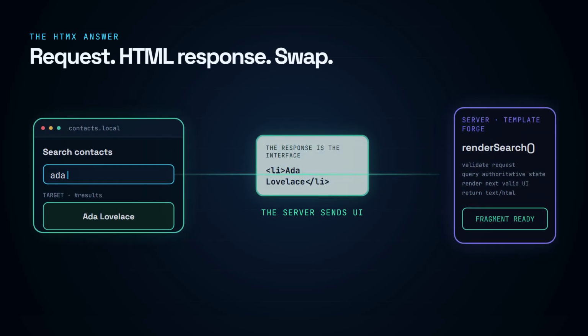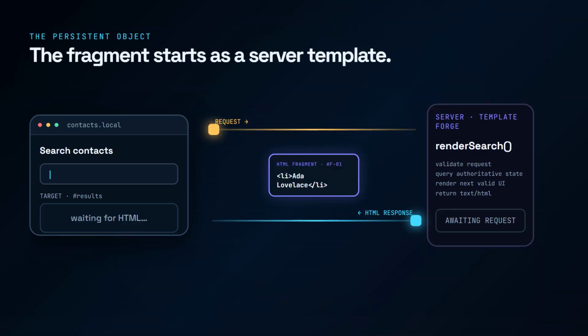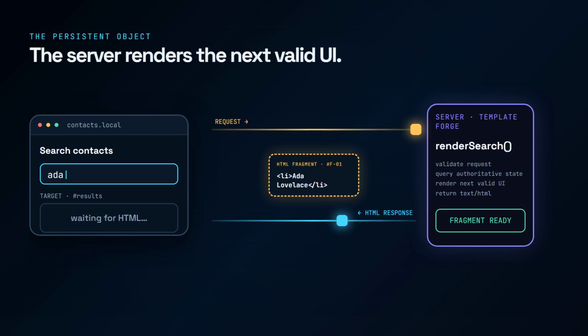Once that clicks, HTMX stops looking like a bag of magic attributes. It becomes a very small hypermedia client with one repeatable loop: request, HTML response, swap. The persistent object in this story is an HTML fragment. At first it lives on the server as a template. A user action turns it into an HTTP response. HTMX carries it across the network, finds a target in the current document, and replaces only that part of the DOM. The server remains the source of application state. The browser owns the interaction that is happening right now.